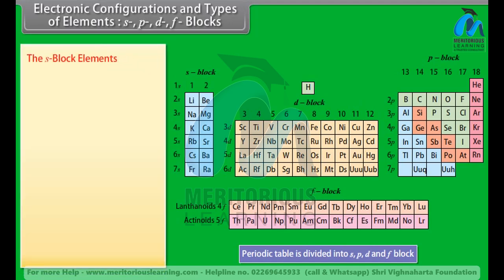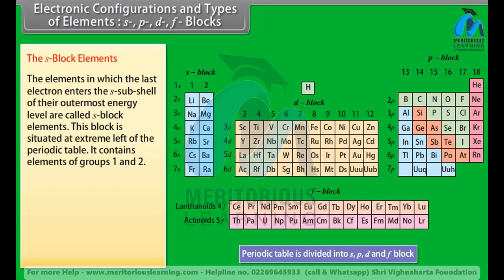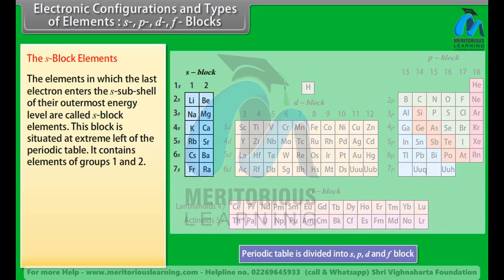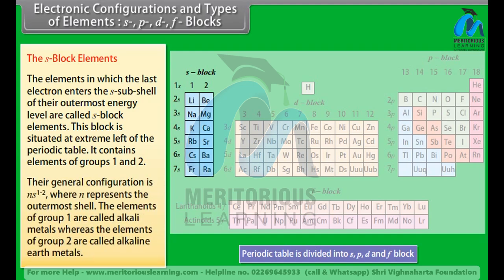The s block elements. The elements in which the last electron enters the s subshell of their outermost energy level are called s block elements. This block is situated at the extreme left of the periodic table. It contains elements of group 1 and 2. Their general configuration is ns1-2, where n represents the outermost shell.